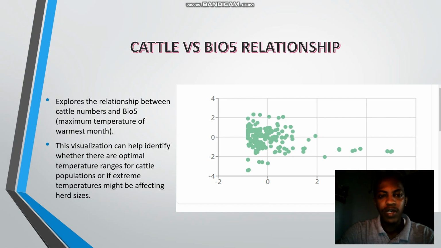So, we shall proceed with the cattle versus the Bio5 relationship. As we see in the slide, this visualization explores how cattle numbers are affected by the maximum temperature, which is the Bio5. Understanding this relationship can help determine whether there are optimum temperature ranges for cattle populations, or if extreme temperatures negatively impact the herd sizes. So the temperature is the key factor here.